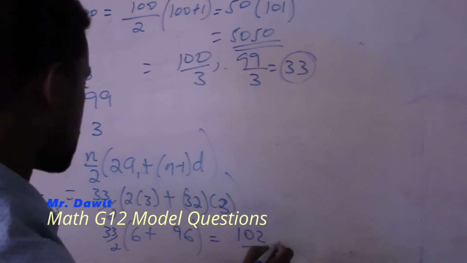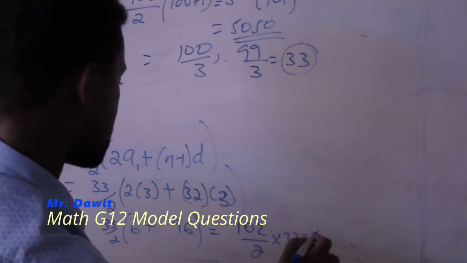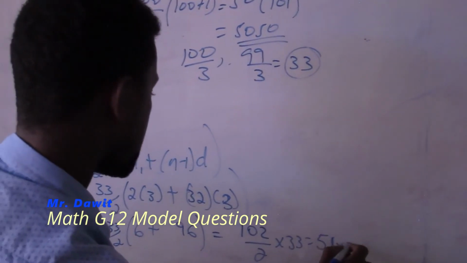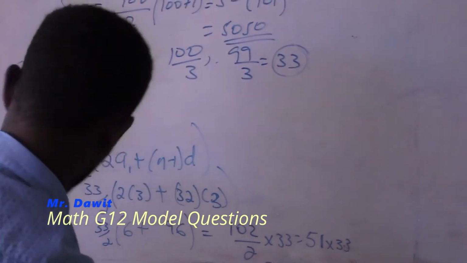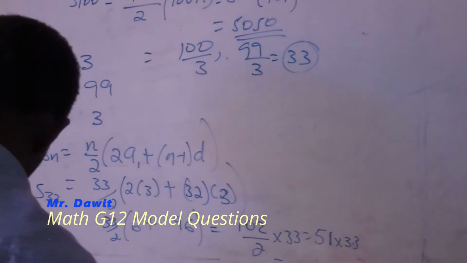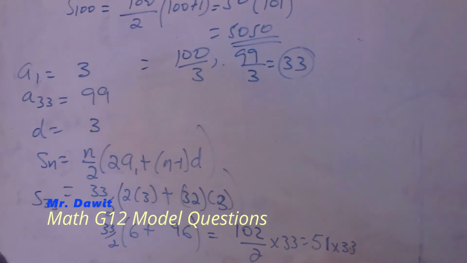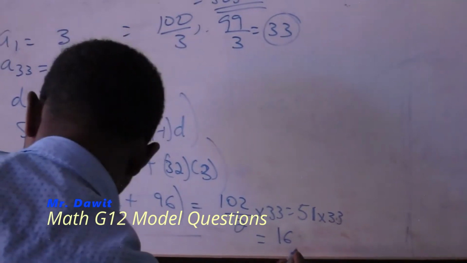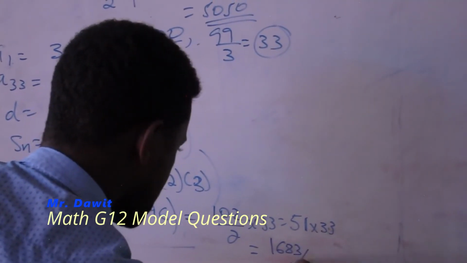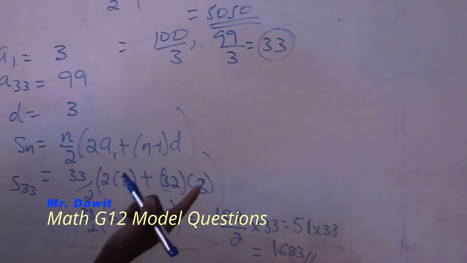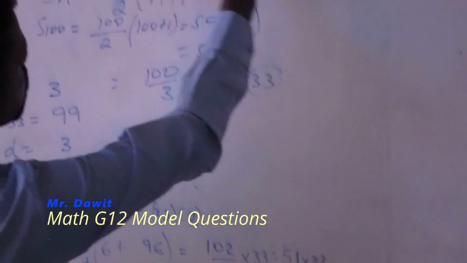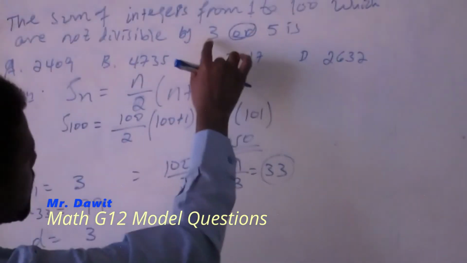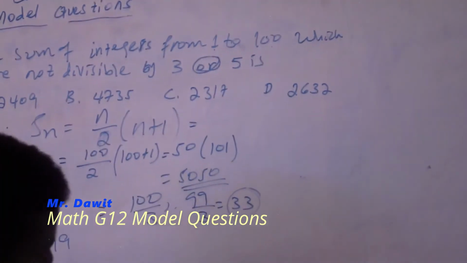which is equivalent to 102 over 2 times 33. So it becomes 51 times 33. So this number becomes 1,683. This is the sum of the numbers from 1 to 100 which are divisible by 3.